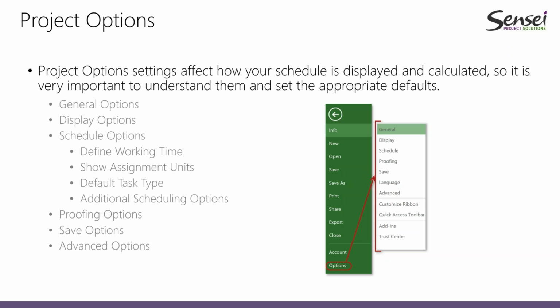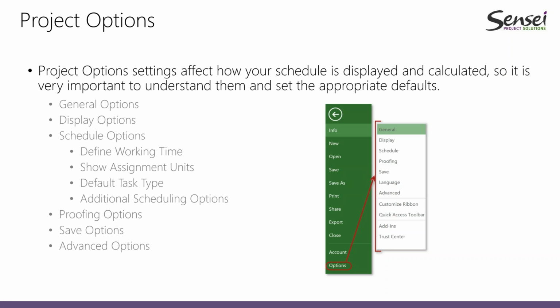Project options will be affecting how our schedule displays information and how it calculates things. As it is stated in here, it's very important for us to understand the options, the general options, and then set the appropriate defaults. When it comes to the project options, we might have different options in there.